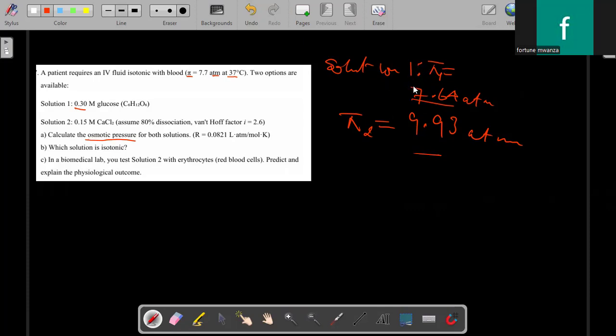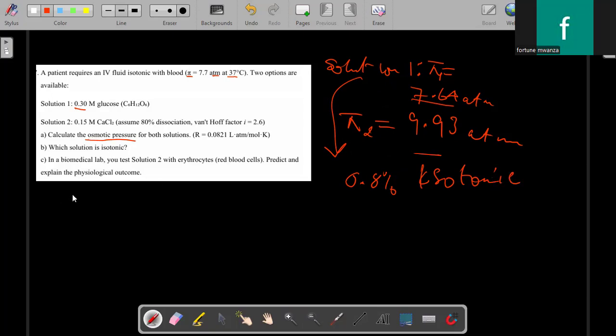In terms of osmotic pressure difference between blood and these two solutions, for solution 1 the difference is very small compared to solution 2. The difference between the osmotic pressure of blood and that of solution 1 is about 0.8%, which is very small. So we can conclude that solution 1 is isotonic.